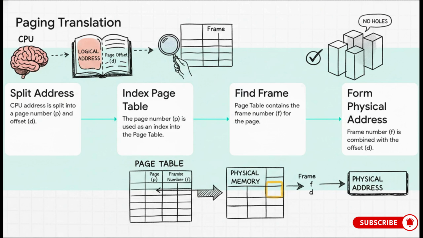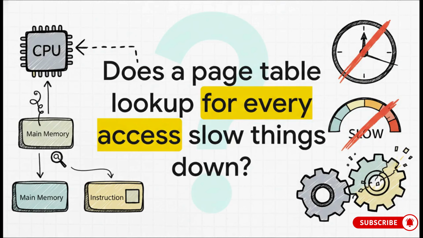This totally solves external fragmentation. Because every page and every frame is the same size, there are no weirdly sized holes anymore. Any empty frame can hold any page. It's a perfect fit every time. But wait a second. Let this sink in for a minute. We've just created a huge new problem.